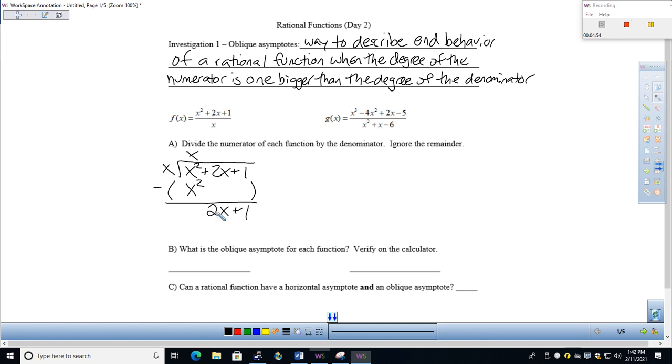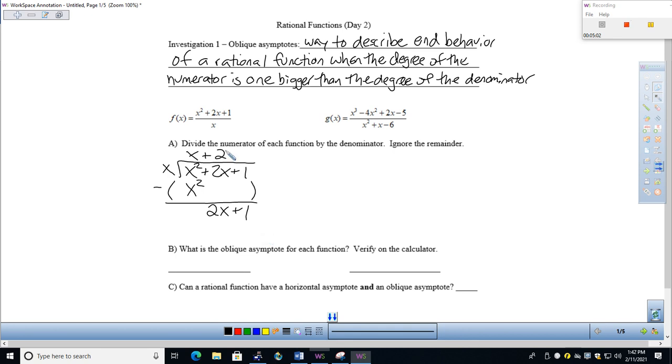And then as soon as I look at x going into 2x, that goes in positive 2 times, so it's plus 2. And here's the nice thing about this. Obviously, there's more to do. I would multiply the 2 back on down, get a remainder and all that stuff, but I don't have to do that.